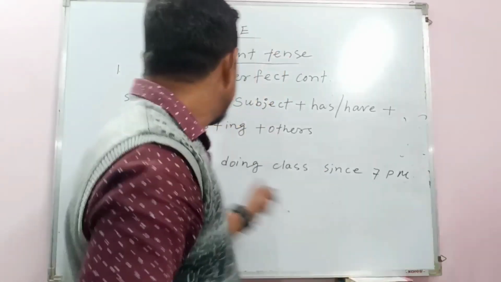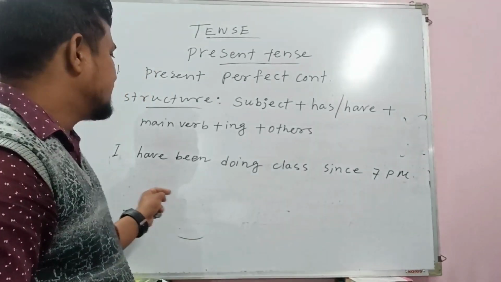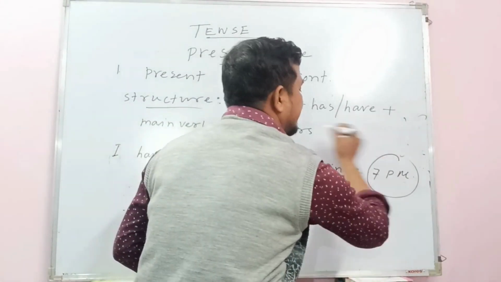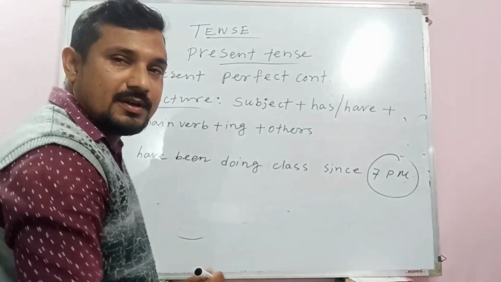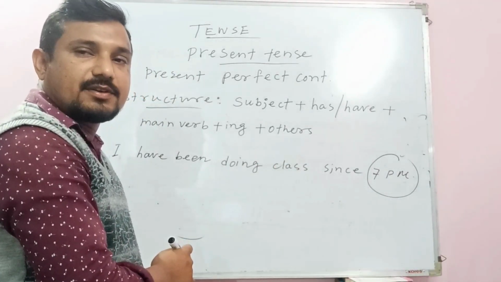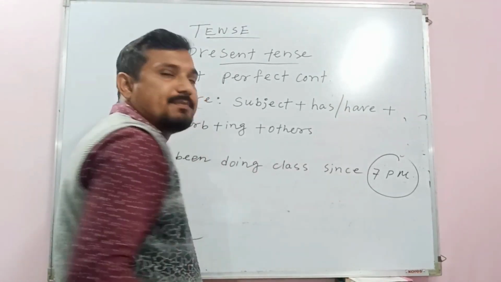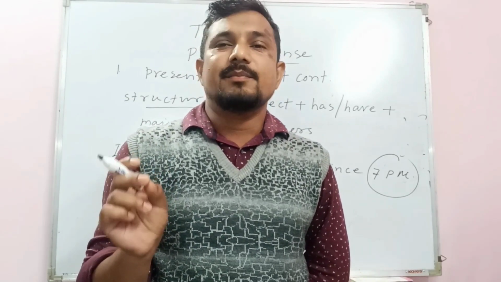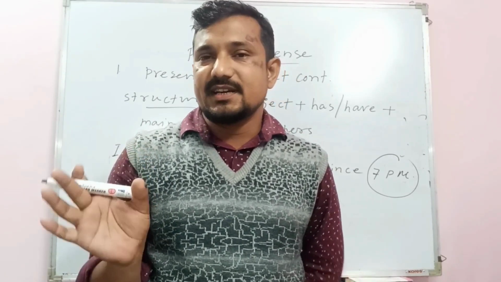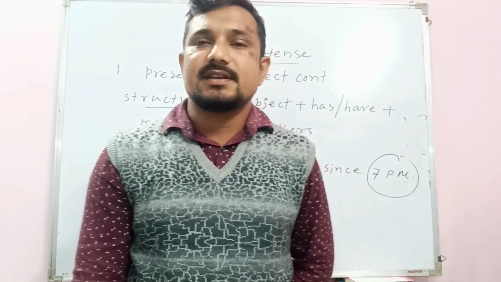Other than this, in the sentence I have been doing class since 7 p.m., we used a time frame, a point of time, 7 p.m. So this is present perfect continuous tense because 7 p.m. indicates a particular point of time, a specialized clock point, so we can say it is a point of time.